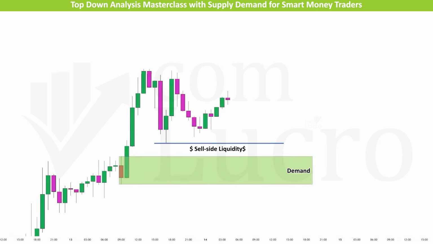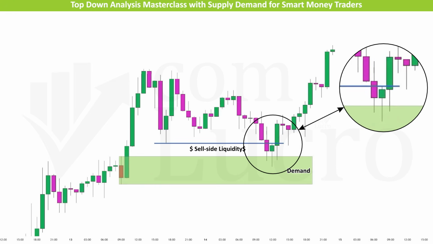Next, liquidity. Liquidity represents the areas where stop losses and pending orders are clustered. It typically forms above swing highs and below swing lows. When liquidity builds above a demand zone, the probability of that zone holding increases because large market moves require liquidity to be triggered. The same principle applies to supply zones.